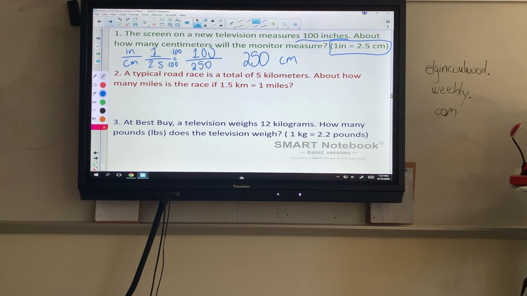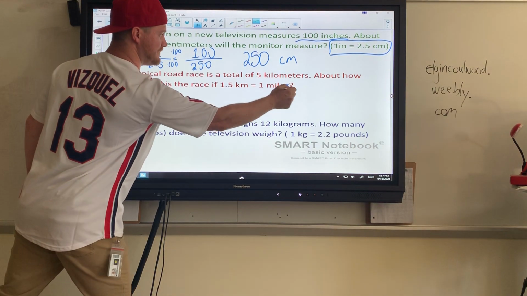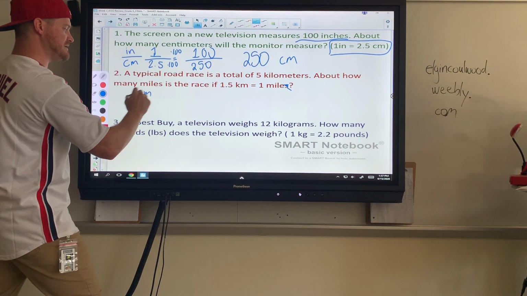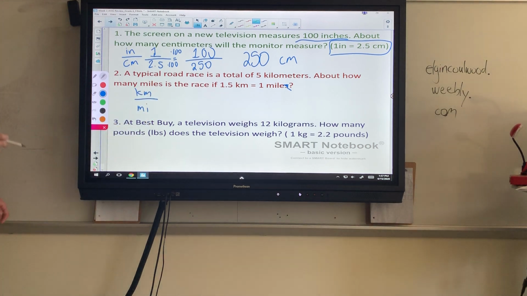Number 2, a typical road race. A typical road race is a total of 5 kilometers. About how many miles is the race if 1.5 kilometers equals 1 mile? So we have kilometers over miles. Go ahead and plug in the values.